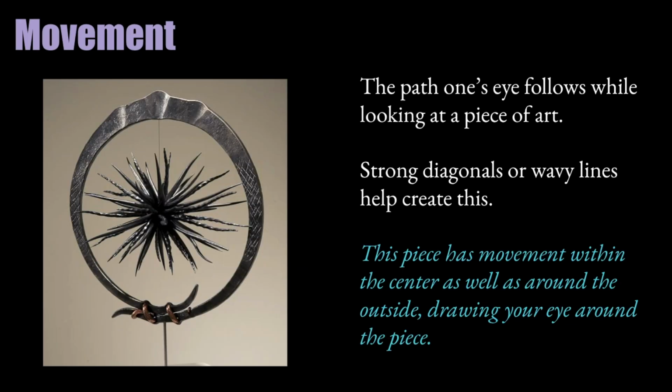Next, we have movement. While movement is defined as the path one's eye follows while looking at a piece of art, it's successfully used when the artist arranges objects in a piece with diagonals so the viewer's eye is forced to move around the piece.